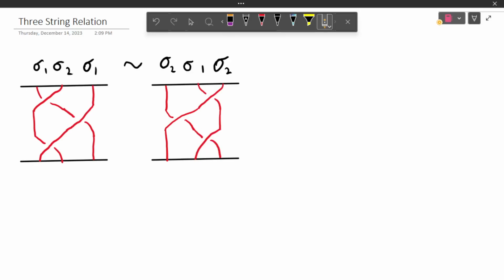The first string's not really doing all that much to move, so what this is telling us is as long as you keep the top string on top of everything and the bottom string below everything, the string that's in the middle of these top and bottom strings is free to move left and right. It doesn't matter what order it passes over or under. It doesn't change the underlying structure of this braid.